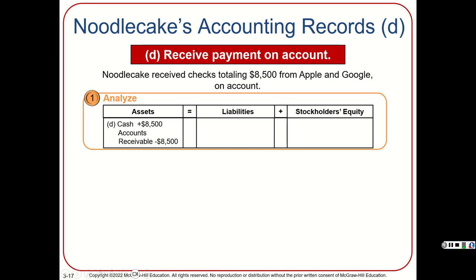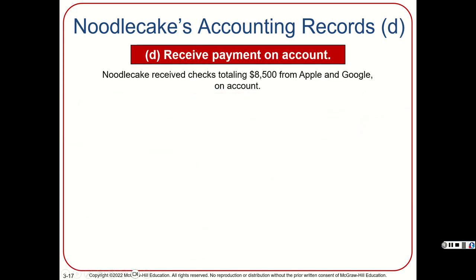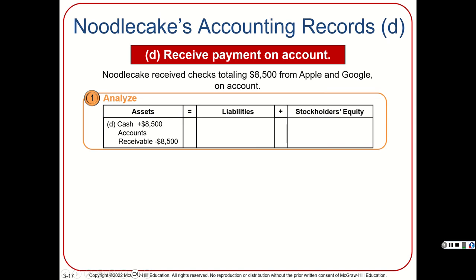So let's go back to our example again. So Noodle Cake sold $9,000 of apps in the App Store on Google Play. All right, so this $9,000 was recorded as an account receivable. We increased the revenue, so we're sitting here with this $9,000. The customers have paid Google and Apple. So the company has now received from Apple and Google this $8,500, which is decreasing the $9,000 from the previous transaction.